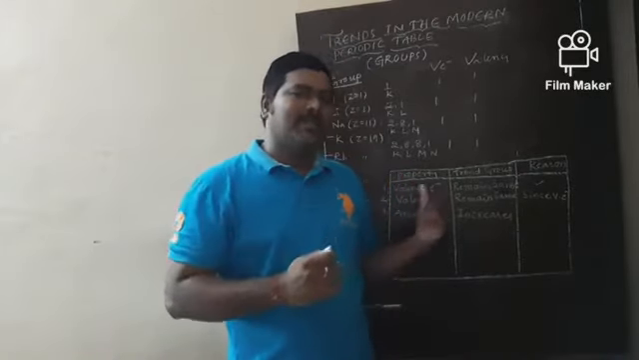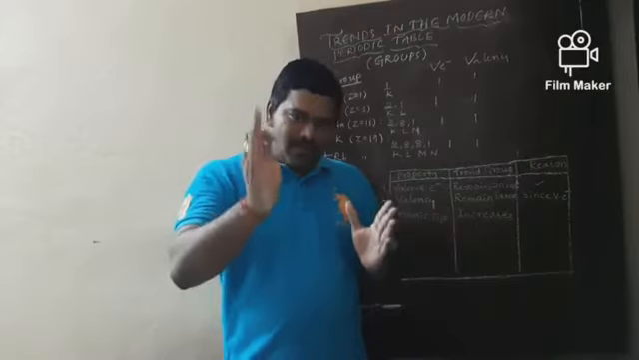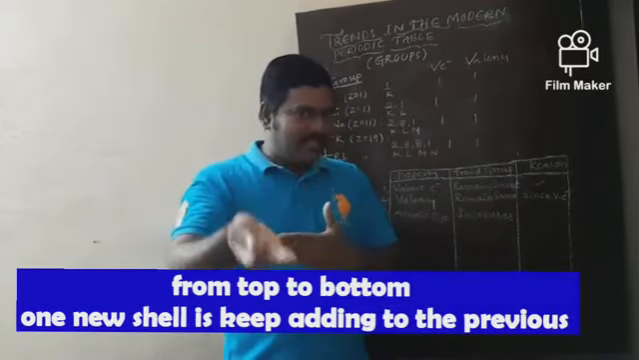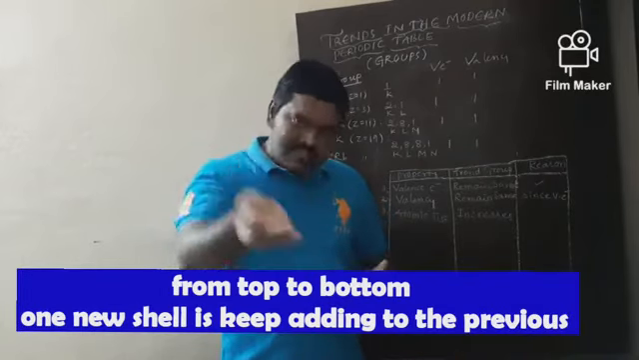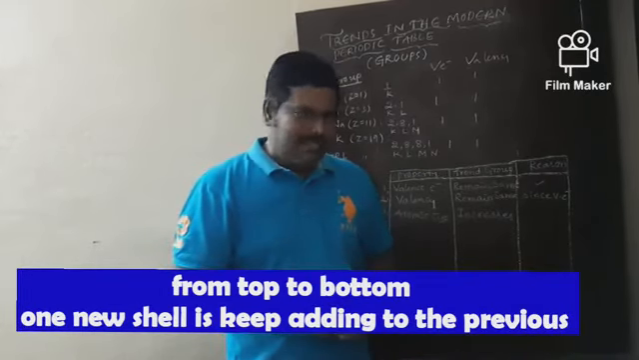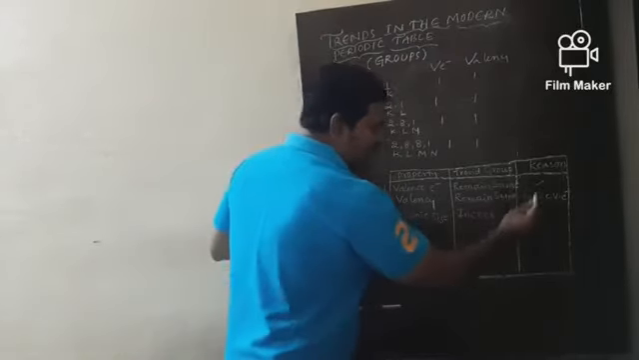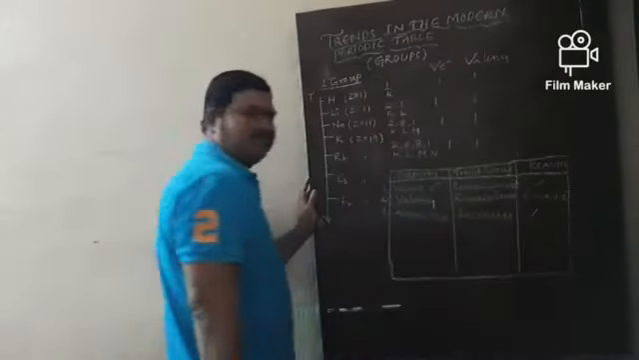So the exact reason for this is that one new shell keeps getting added to the previous shells. Whenever the number of shells increases, distance increases. When distance increases, radius also increases. That's why finally atomic size increases. That depends on the number of shells increasing.